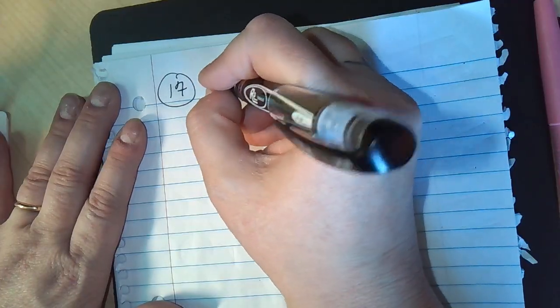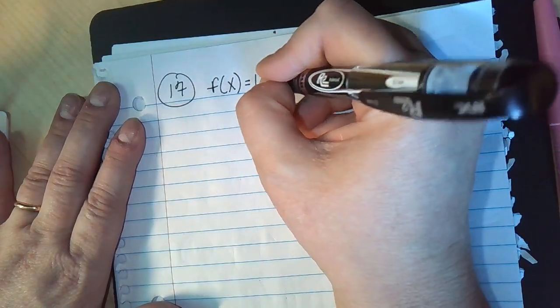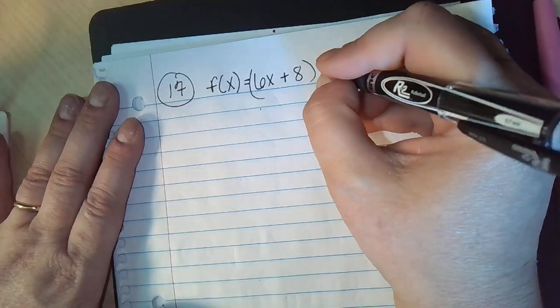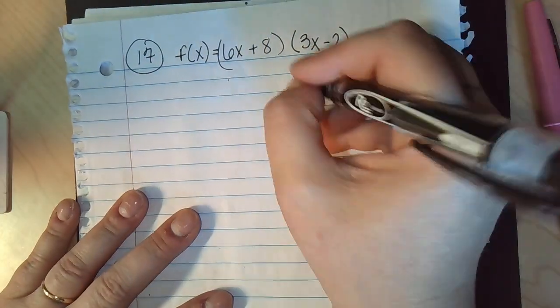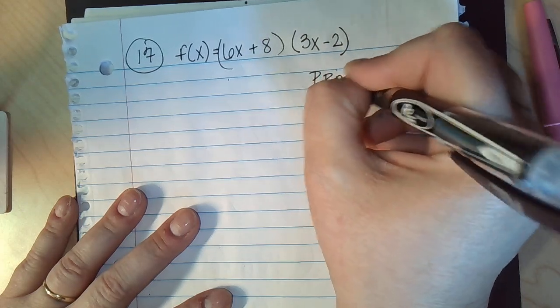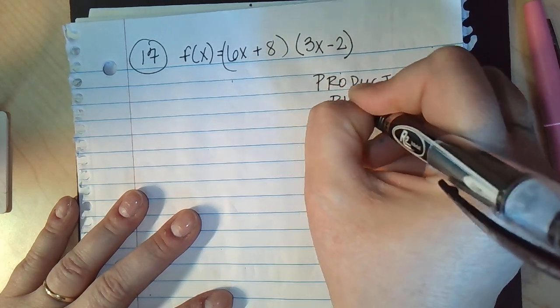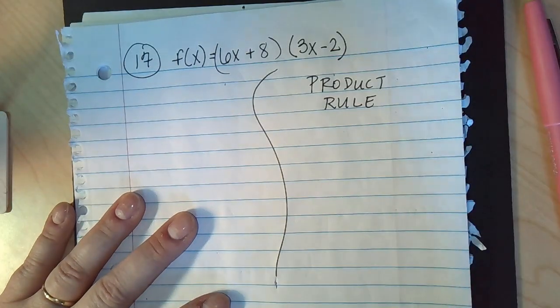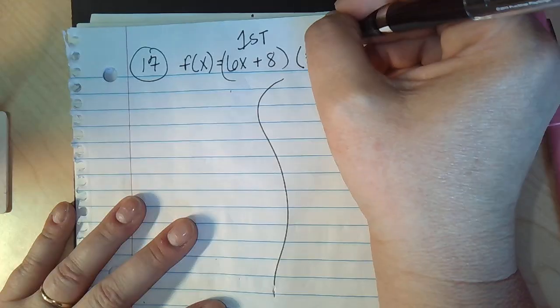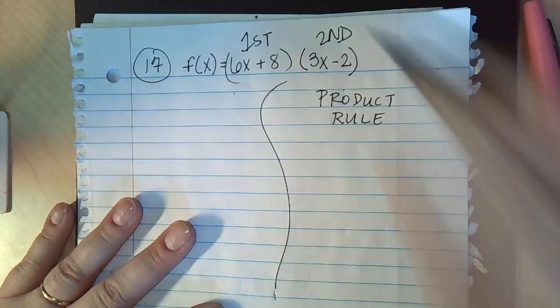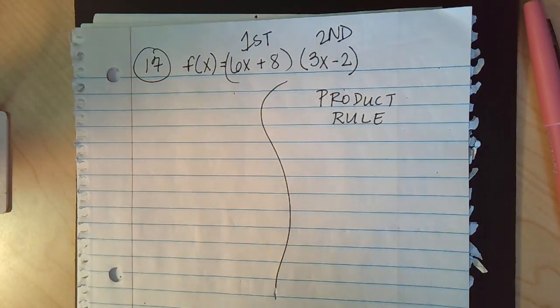Okay, let's look at 17. It's the same-ish. We could use the product rule and waste our life away, or we could try and FOIL and then use the power rule. So we could try and use the product rule. If we use the product rule, 6x plus 8 is the first, and 3x minus 2 is the second. And then let me pull up the product rule from that last problem we did so I don't have to rewrite it again.